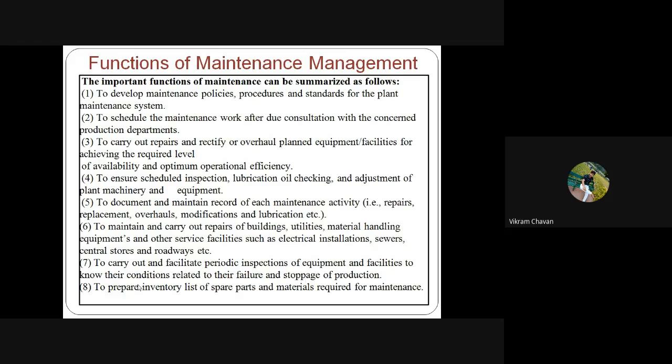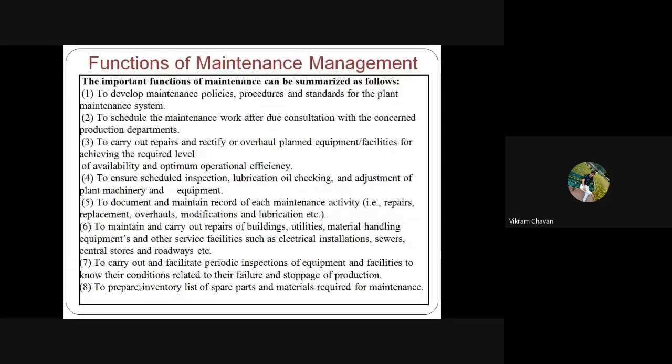And the policies related to that. If anybody wants to perform preventive maintenance, how frequently that preventive maintenance should be performed on any of the machines, all these things are prepared in the policies.